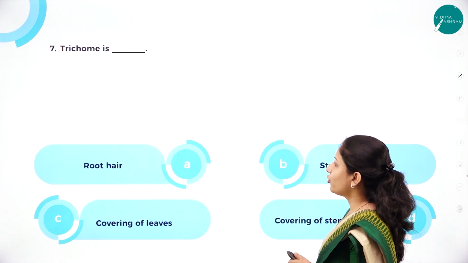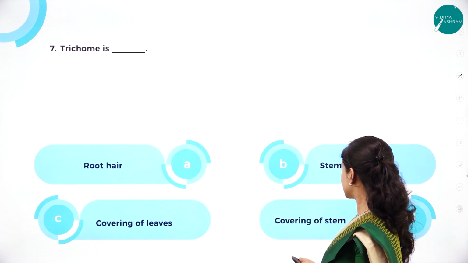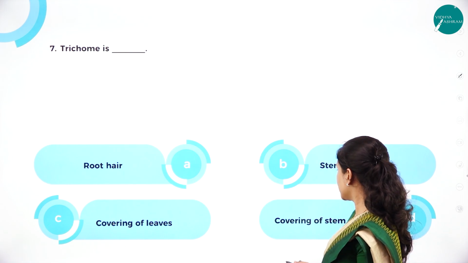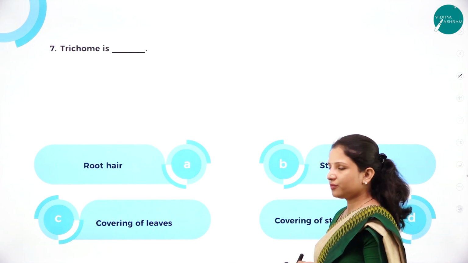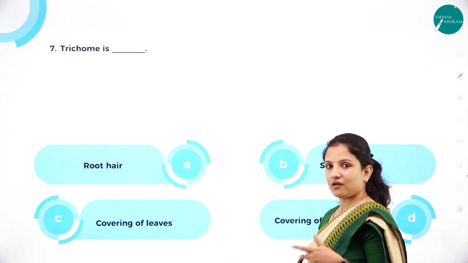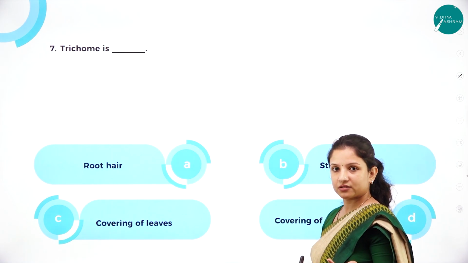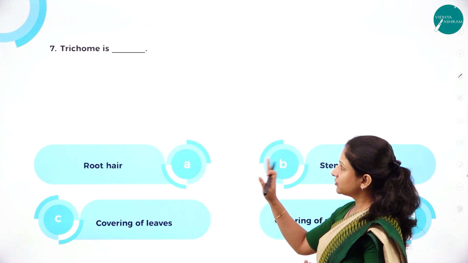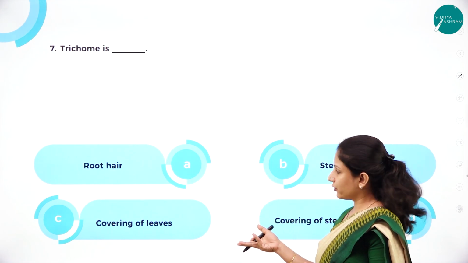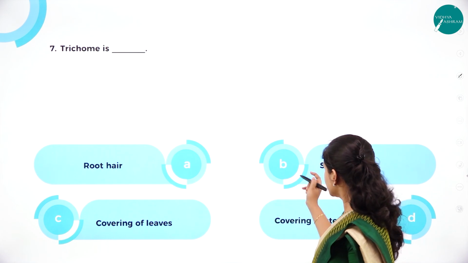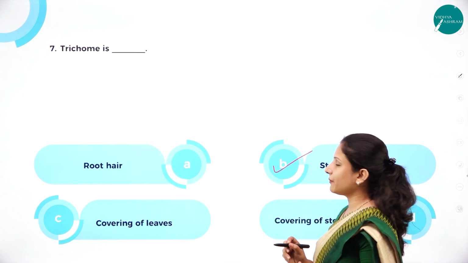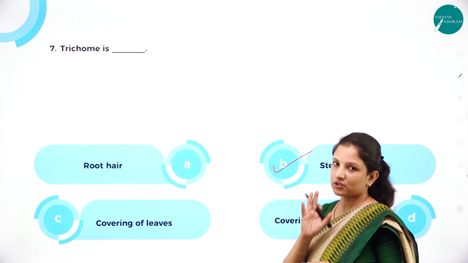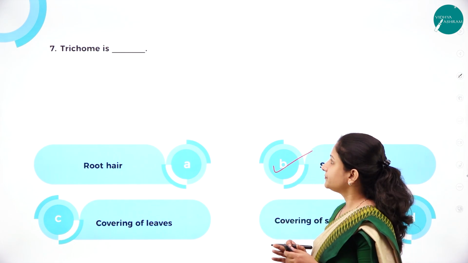Next question. Trichome: is it root hair? Is it stem hair? Covering of leaves? Covering of stem? Of course, trichome covers the stem. But again, we can say no, because epidermis also covers the stem. So, we can't choose option D here. Root hair is not called a trichome; it is called root hair itself. Covering of leaves? No. So, the right answer here is stem hair. The hairs that are present on the stem are called trichomes.